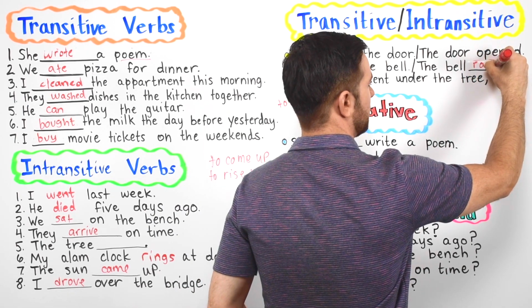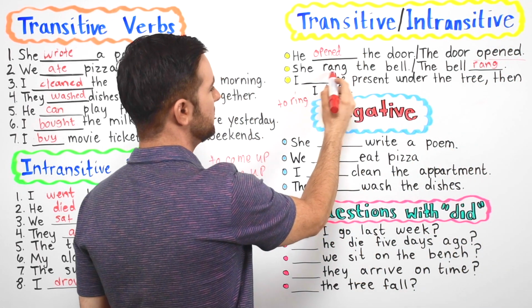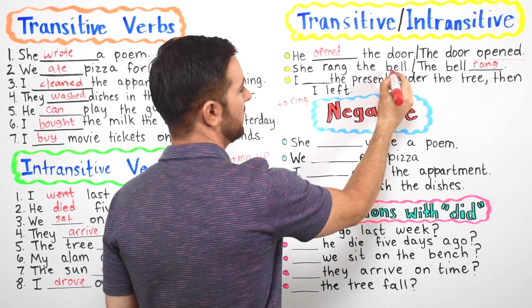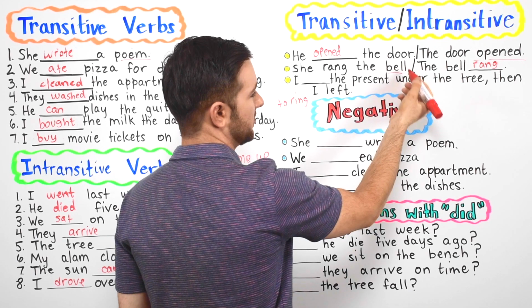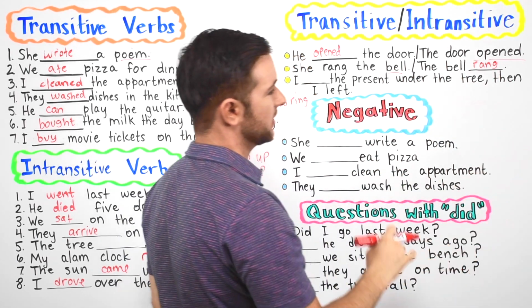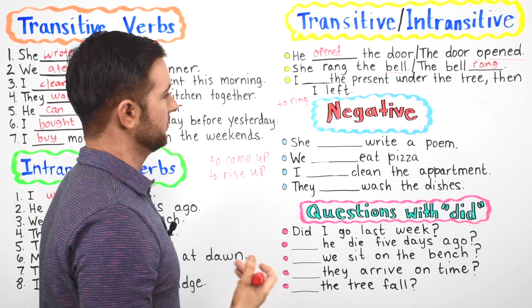So this one right here, this is transitive, because it's performing an action on the object, which the object is the bell. This one is intransitive. There is no object to perform an action onto.